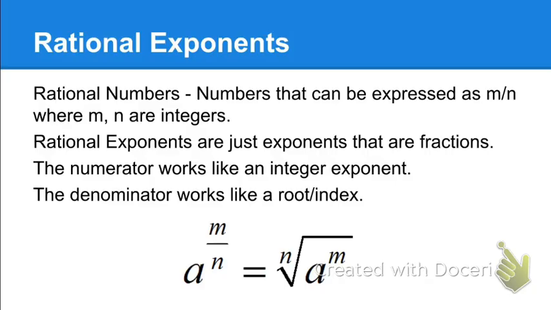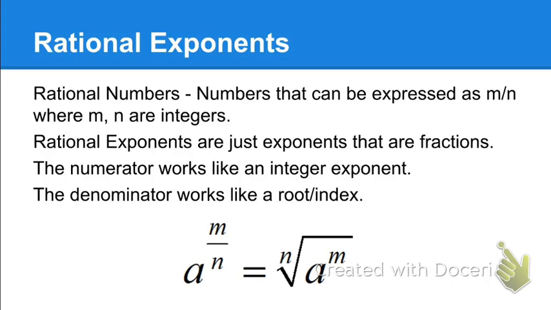Alright, rational exponents. What are they? Well, we learned about rational numbers, right? They were just numbers that could be expressed as a fraction, m over n, where m and n are integers. Rational exponents are just exponents that are fractions.